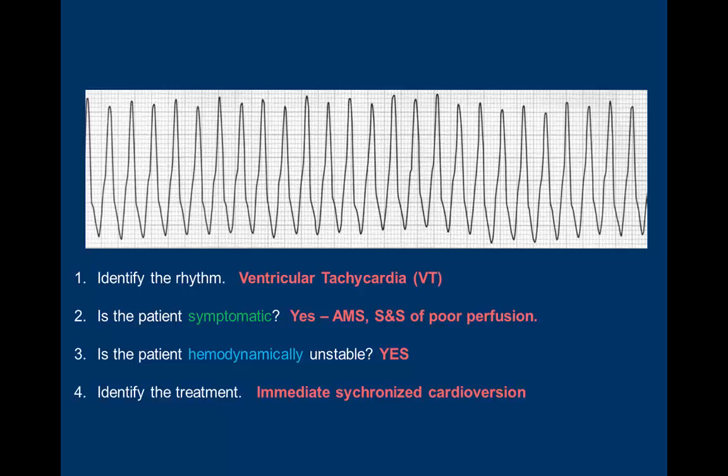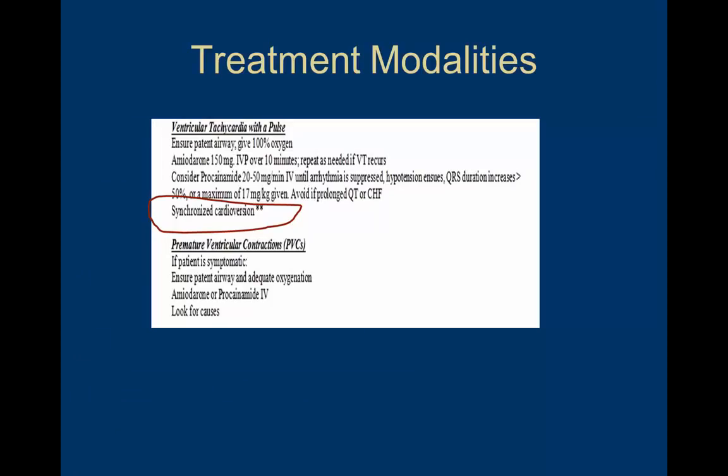We need to get the patient out of this rhythm very, very quickly. But because he has a pulse, we are going to deliver synchronized cardioversion. That is the treatment of choice for ventricular tachycardia with a pulse that is unstable. So we have ventricular tachycardia with a pulse, and there's your treatment protocols, and we do synchronized cardioversion.